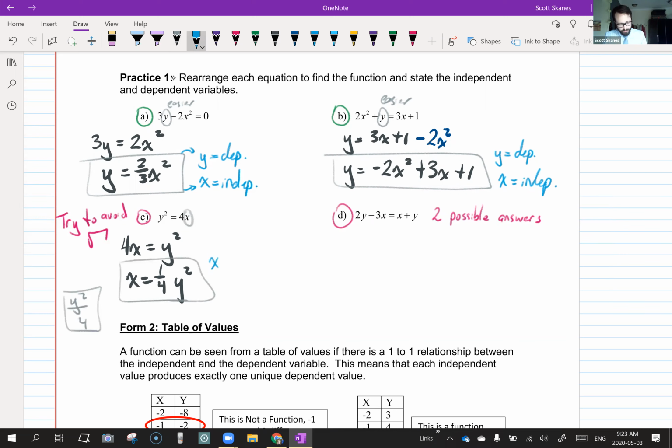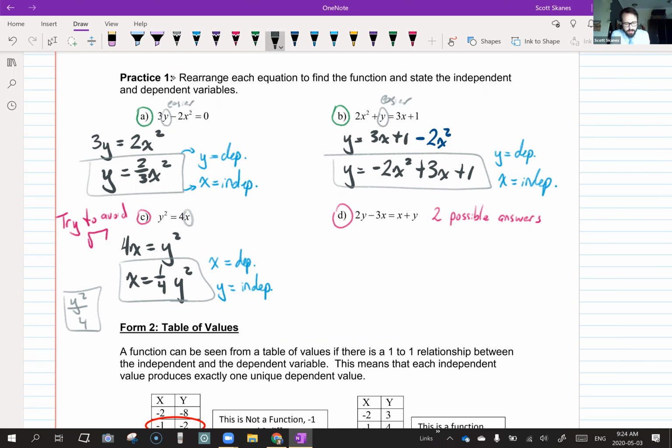X is the output here. So it depends. X is the dependent. Y is the input, or the independent. You can put anything in for y. It's your choice. It doesn't depend on anything. Finally, in part D, I've written here there are 2 possible answers.